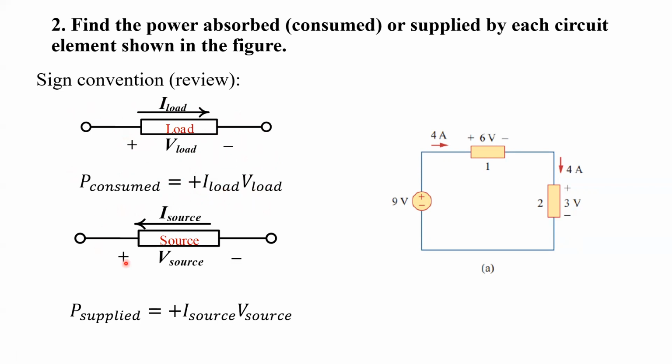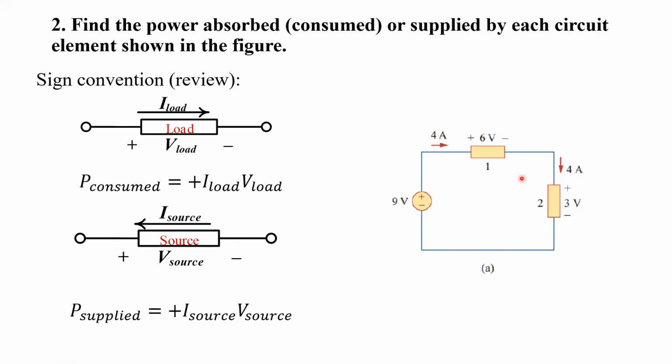But contrary to that, if the current is flowing from negative to positive terminal inside the element, then that element will behave as a source. And in that case, it will be supplying power instead of consuming. So power supplied will be given by I into V. So in this case, if you want to compute power consumed, then it will be the negative of this value. So let's start with this expression.